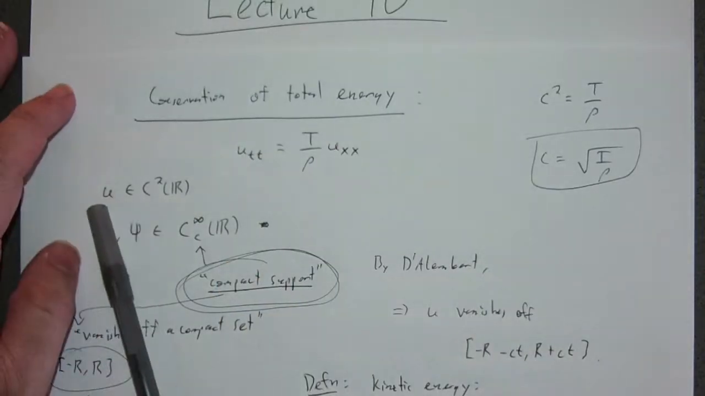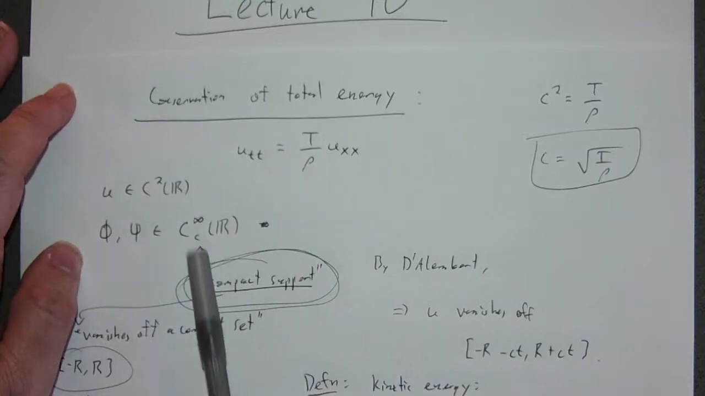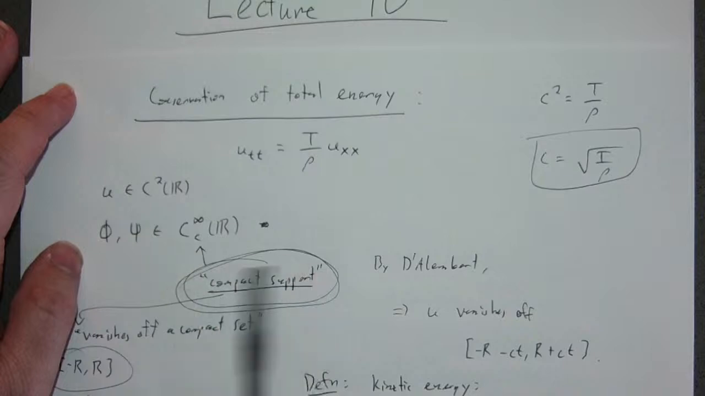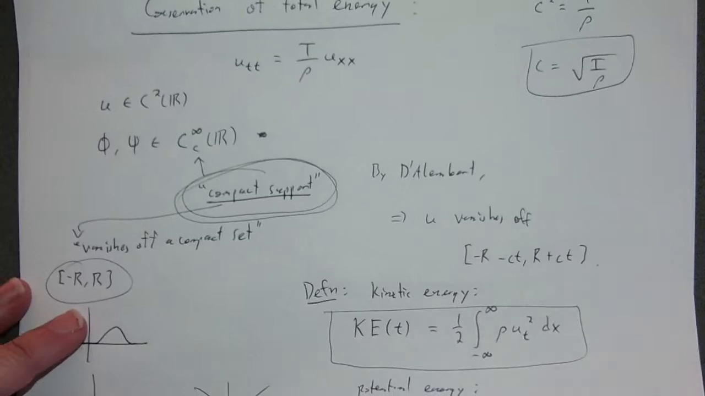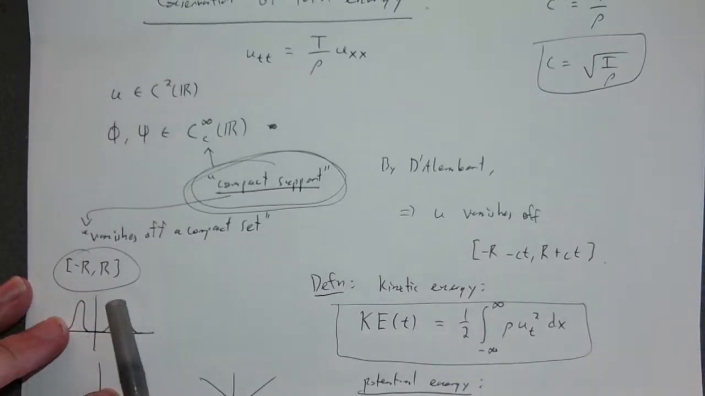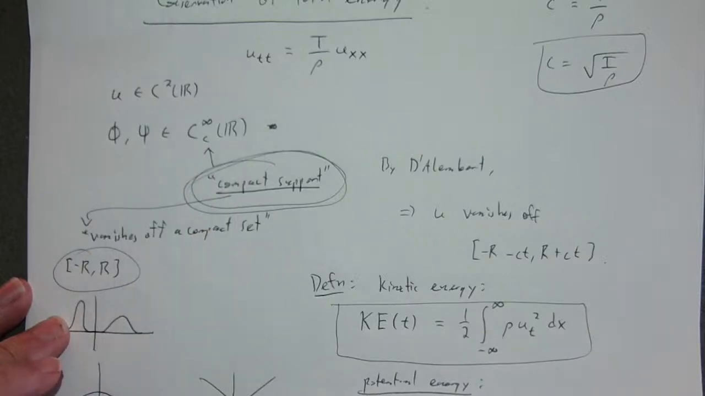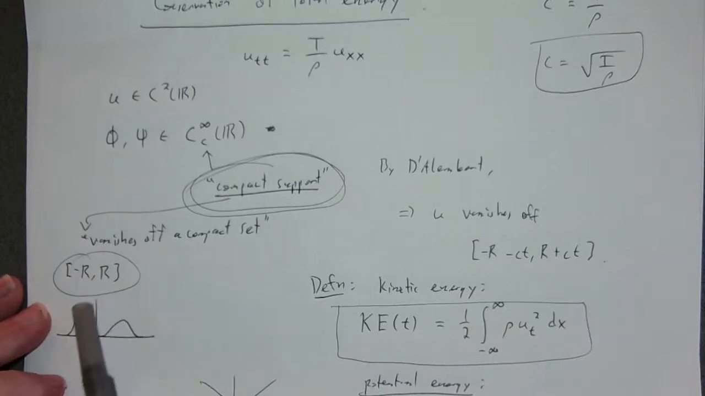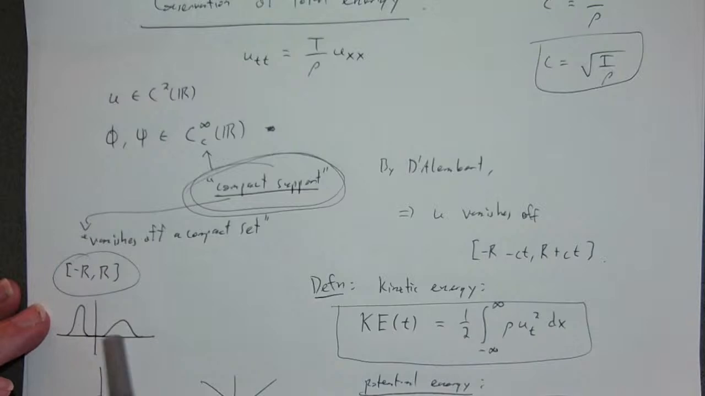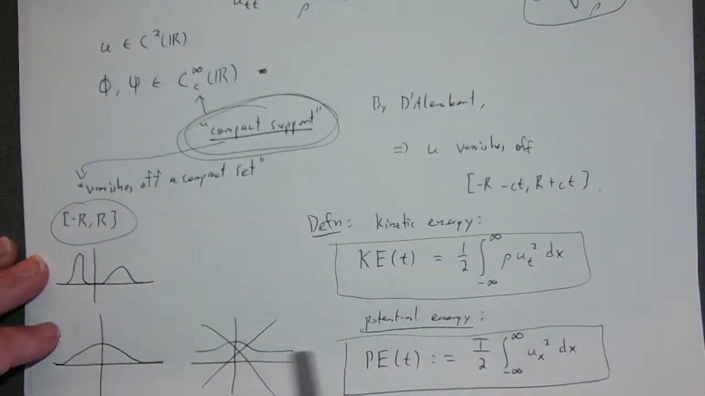So a couple of assumptions. We assumed that our solution was C2. We assumed that the data given were smooth with compact support here. Now what that meant, as I said, is that they vanish off a compact set. So there exists some big R off of which these are zero. And so the only non-zero portions of these can be fit in some compact set, minus R to R, right? So they look something like this or this, but not something like that.